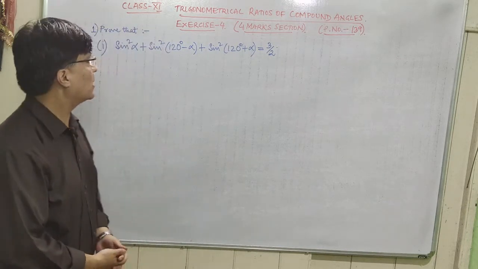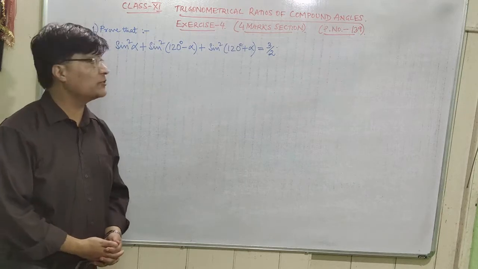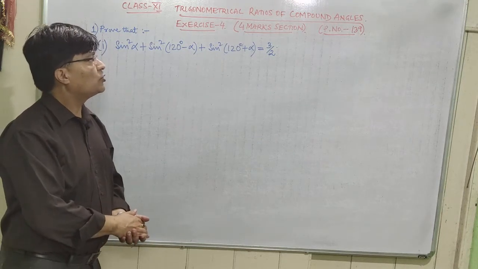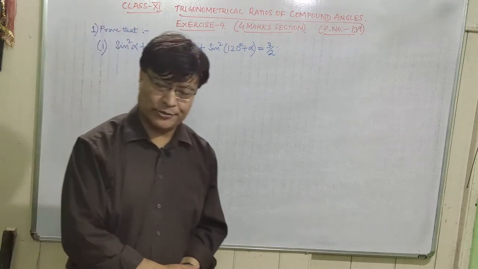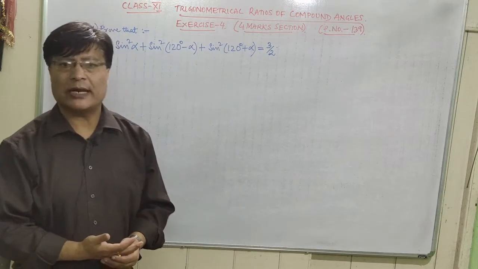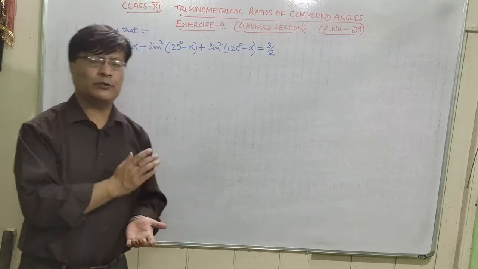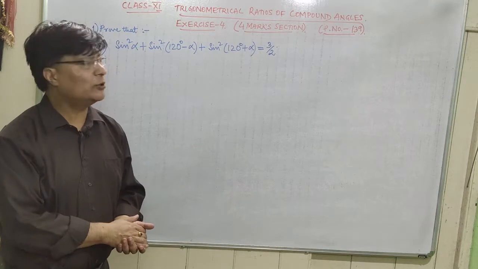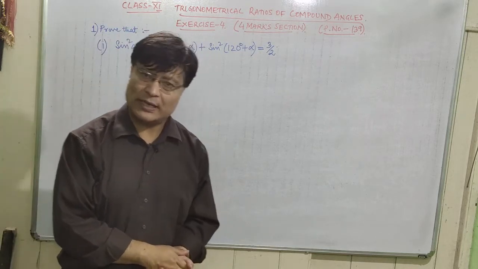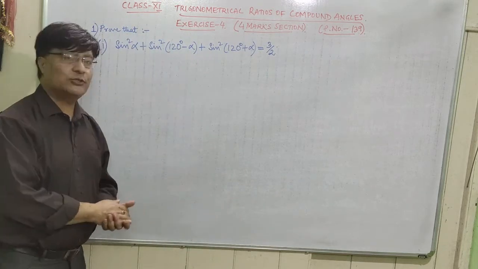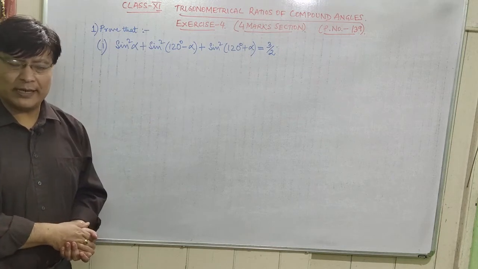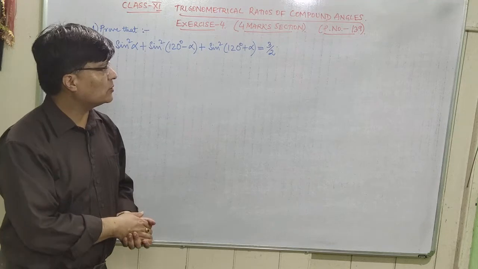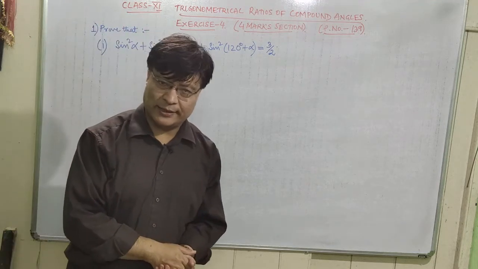So now I am doing class for class 11 science. The topic is trigonometrical ratios of compound angles. So this is your continuation class. Since we have done this topic in the last class also, today is the continuation class. Okay, the topic is trigonometrical ratios of compound angles. So same exercise, 4 mark section, page number 139.